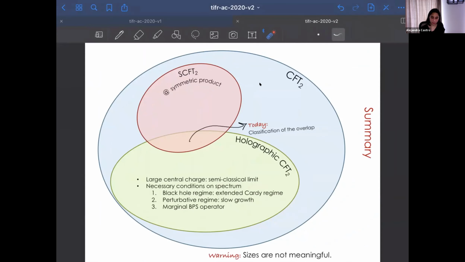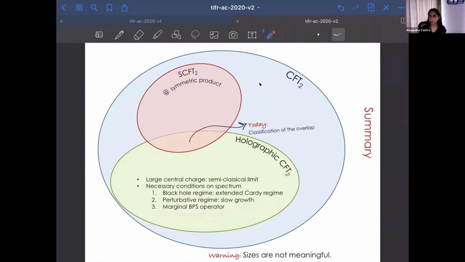Okay, so the summary, we're wrapping up now. Hopefully what I wanted to convey today is to try to understand, from the space of symmetric product orbifolds, what is the intersection with the holographic CFTs. The two conditions that we were imposing were that the perturbative regime had slow growth, and that there was a BPS marginal operator.